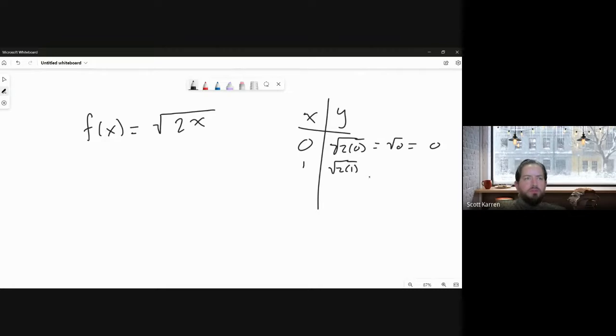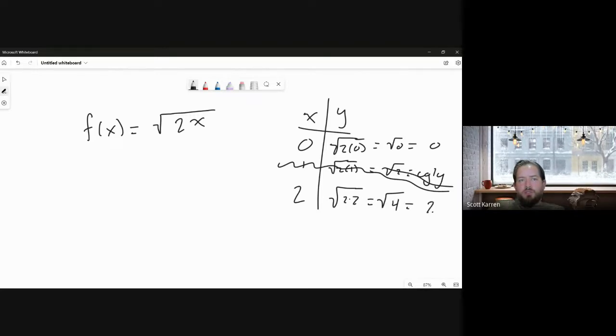But that's the square root of 2 times 1, which is the square root of 2, which is, I don't know. I mean, I do. It's 1.414, but you don't need to know, right? But that's ugly, and I don't want to do it. So I'm going to pick convenient values. So I'm going to pick the 2. I'm just going to scratch that out because that's ugly. If x is 2, then I have the square root of 2 times 2, which is the square root of 4, which is 2.